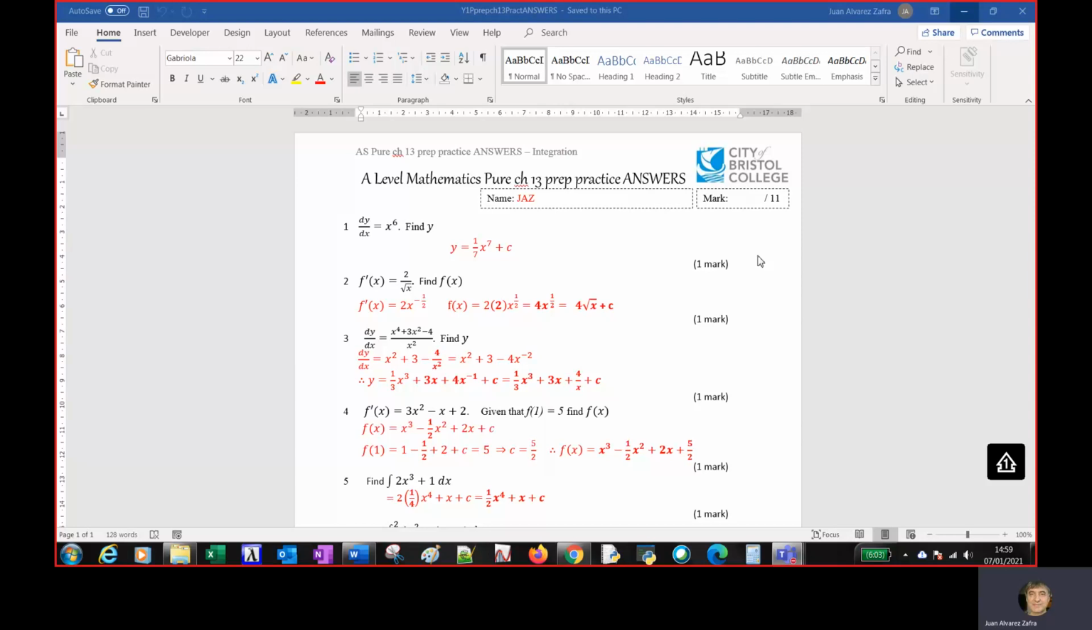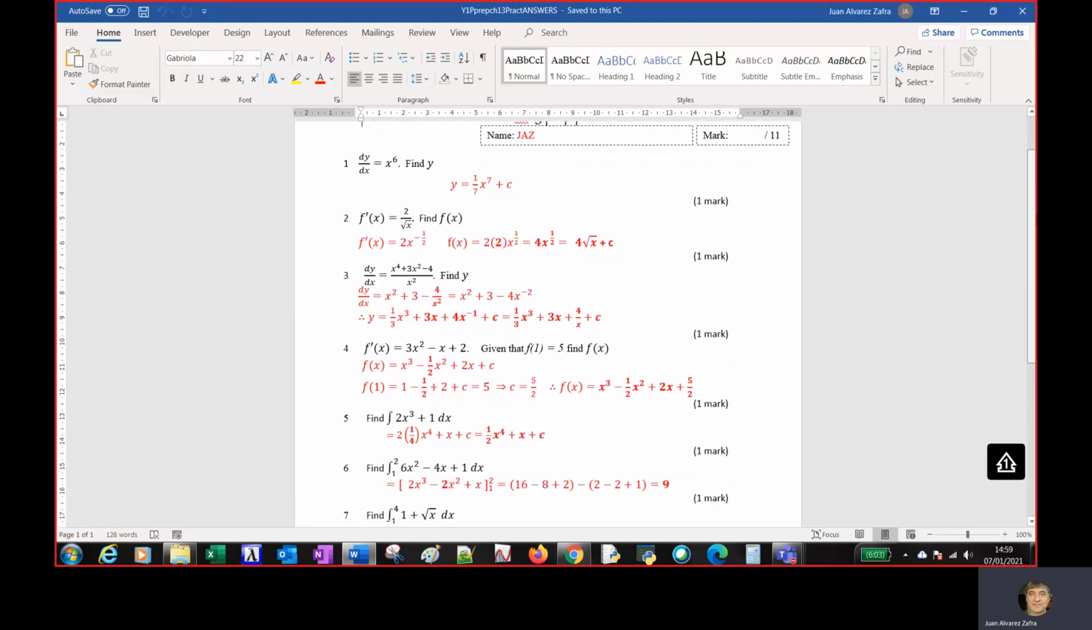So this video is looking at chapter 13 of year 1 pure integration. Now integration is the opposite of differentiation, and just like with differentiation there are a variety of notational symbols you need to learn.